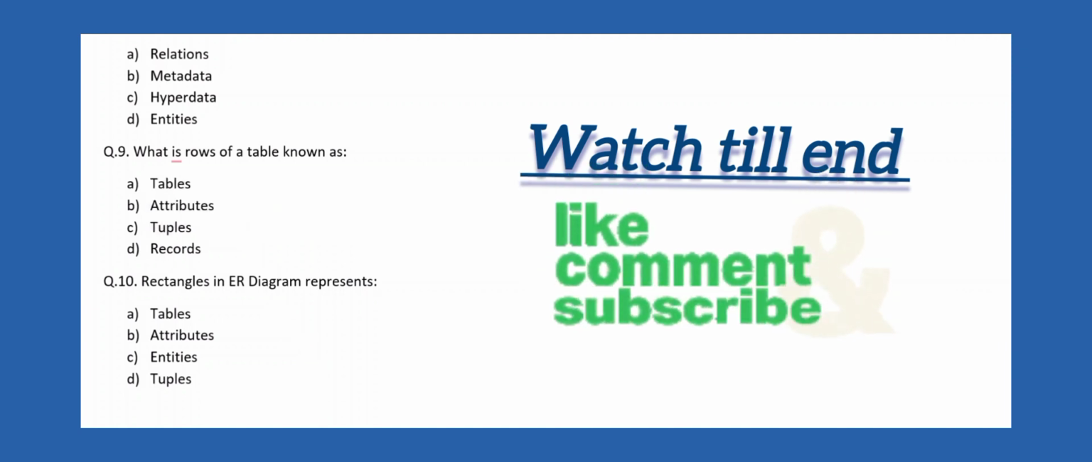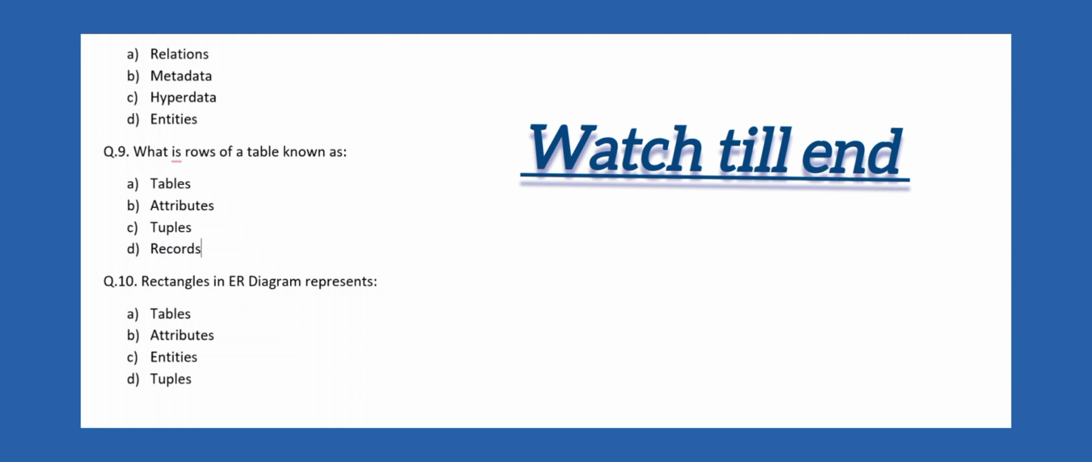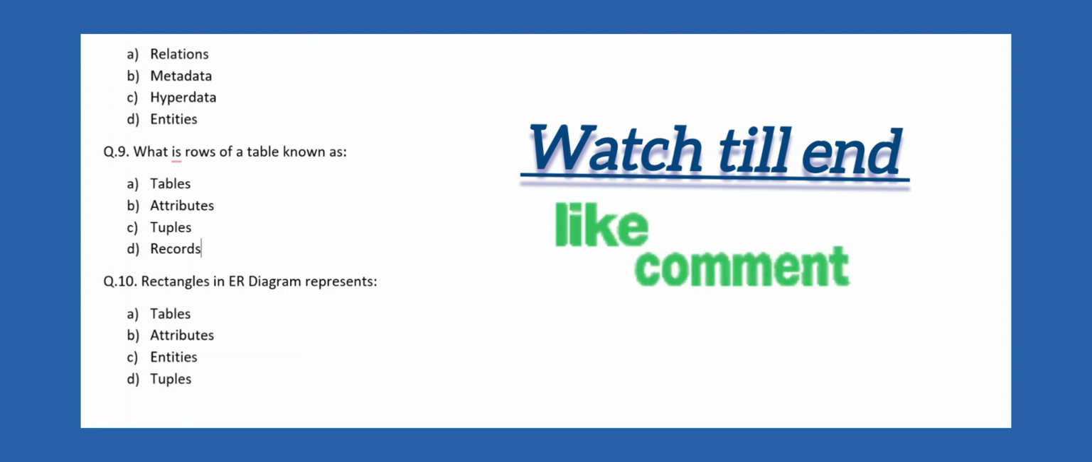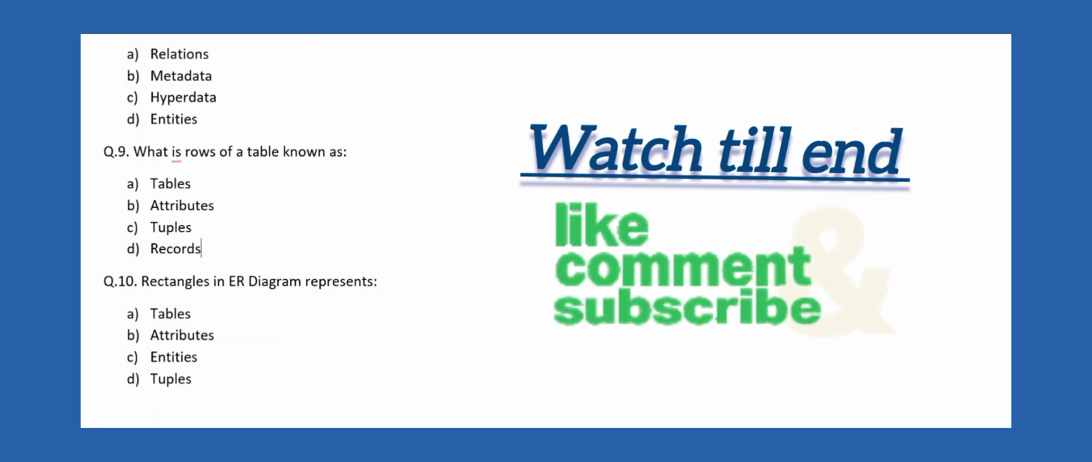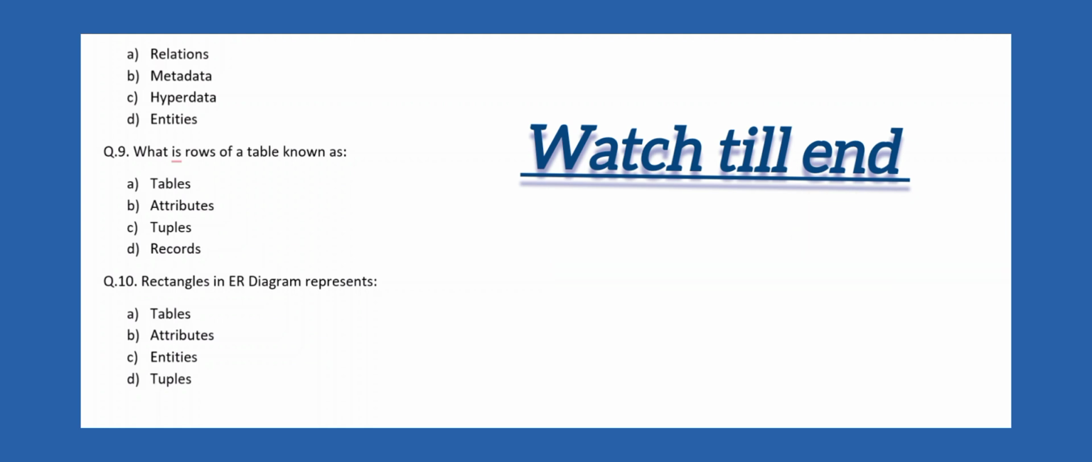Now the last question is, rectangles in ER diagram represents. I have explained here what is the concept of ER diagram properly. What is ER diagram? What are the components of ER diagram? Everything I have explained in my previous videos in this YouTube channel. Playlist name is DBMS. So you can find it there, all the topics related to DBMS, explained in detail. Word by word, I've explained it there with the help of some examples, tables, records, everything. So come to the question, rectangles in ER diagram represents.